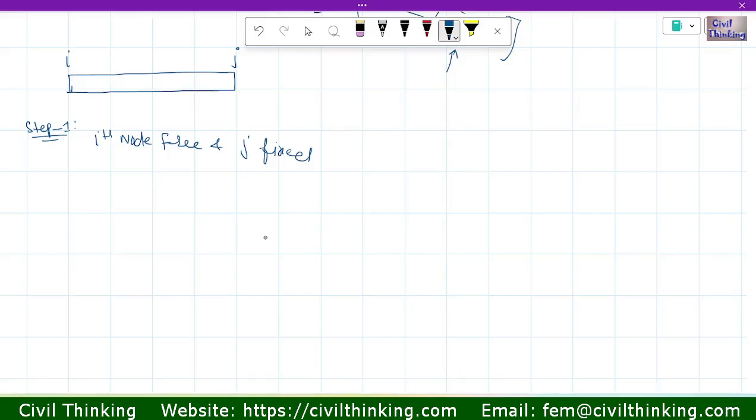If I draw it here, I will keep this free and I will keep this fixed. This is node I, this is node J. So I will apply a force here, let us say this is Fi. Why Fi? Because it is acting at node I. Because of Fi, it is going to compress, so it is going to be something like this. Let us say the deformation here is Ui. So from here, because we know what the equation was. What was the equation?